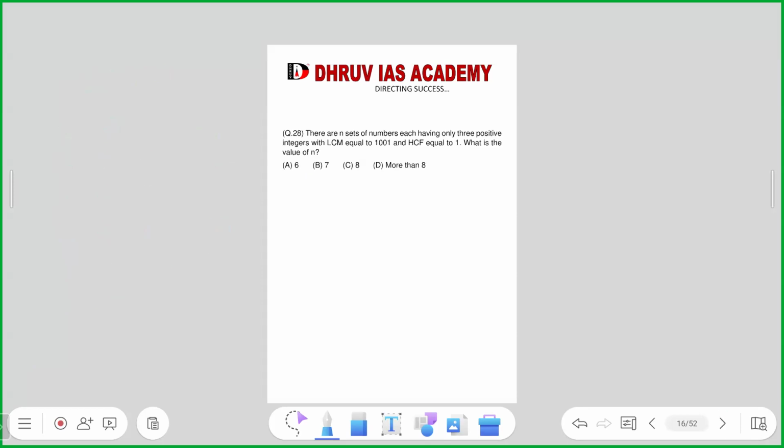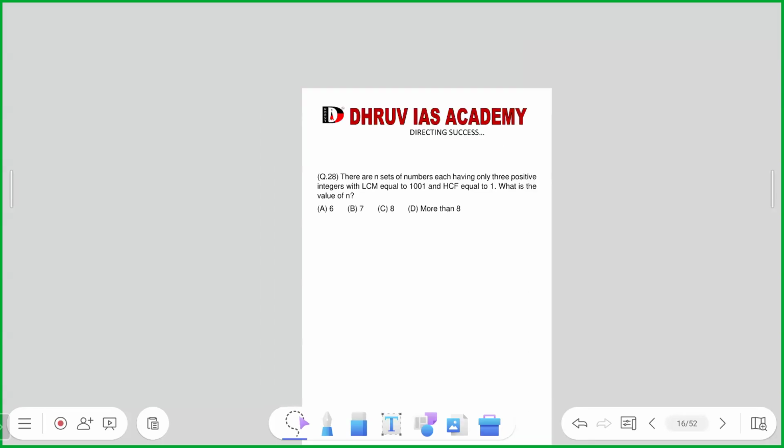The next, there are n sets of numbers, each having only 3 positive integers, with LCM equal to 1001 and HCF equal to 1. What is the value of n? The options are 6, 7, 8, and more than 8. So here we'll just have some space here.